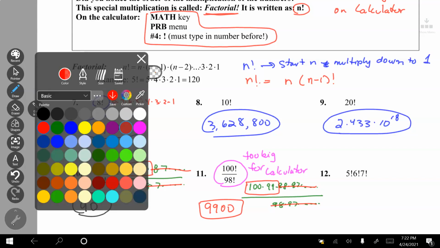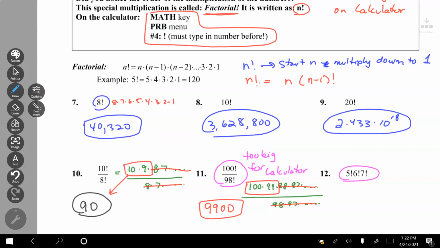And this last one, I just put into the calculator as is. And 5 times 6 times 7 is only 210. It's not a big number, but 5 factorial times 6 factorial times 7 factorial is 435,456,000, which is quite the big number. So I told you, factorials grow quite quickly.